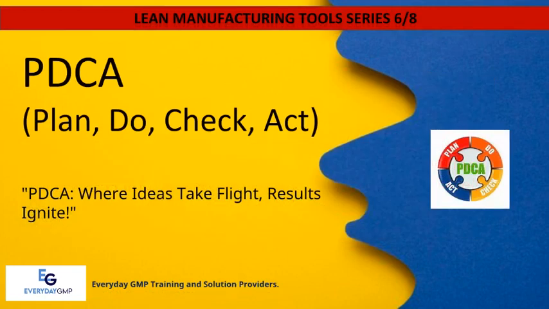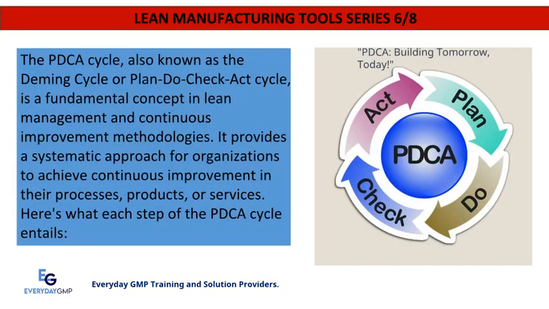PDCA: plan, do, check, and act. PDCA, building tomorrow, today. The PDCA cycle, also known as the Deming cycle or plan, do, check, act cycle, is a fundamental concept in lean management and continuous improvement methodologies. It provides a systematic approach for organizations to achieve continuous improvement in their processes, products, or services.